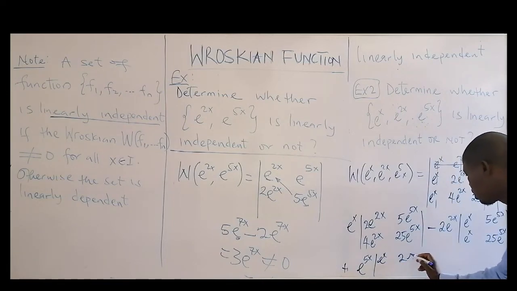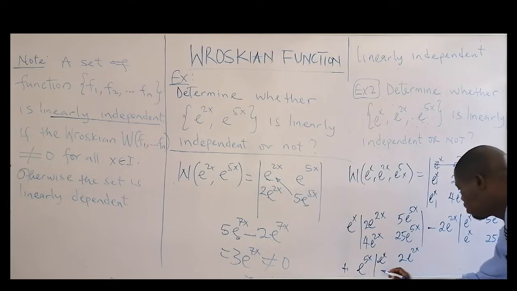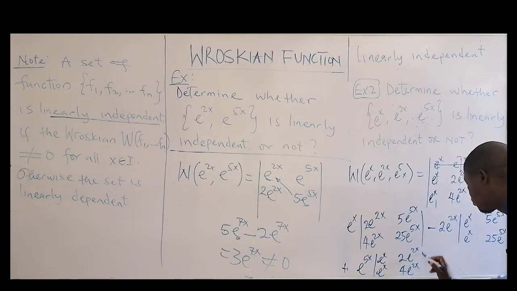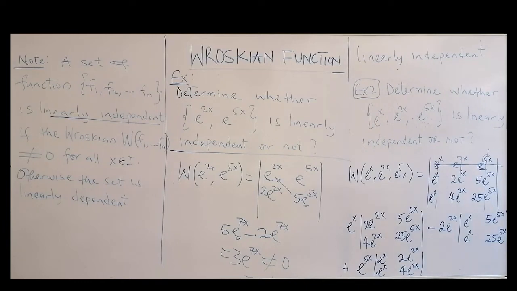2e^2x, then e^x, 4e^2x. Okay, that's how to do determinants. It's always a plus, minus, plus. So this first one, take that one out, so to make 1, 2, 3, 4 for the first one.